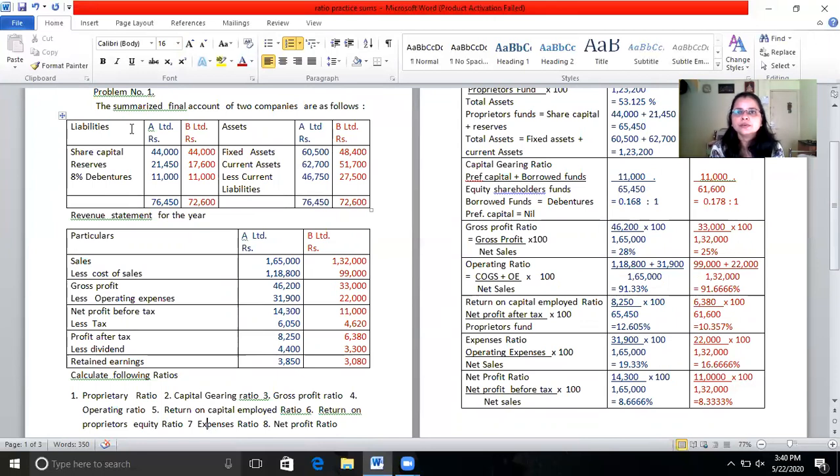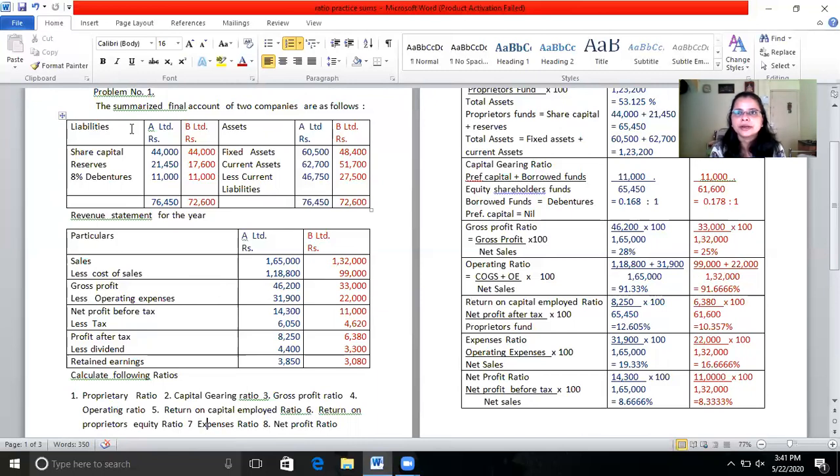Borrowed funds include debentures, loans, etc. And equity shareholder funds include equity share capital plus reserves and surplus minus fictitious assets. In this problem, preference share capital is not given. Only borrowed funds we have to consider as debentures, that is 11,000. For equity shareholder funds, we have to take share capital plus reserves.